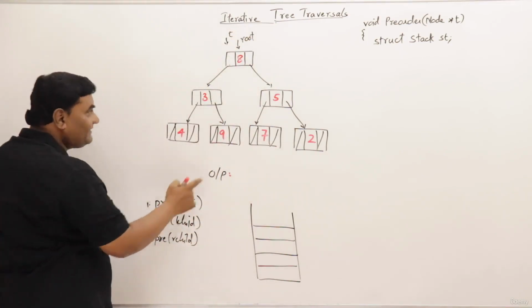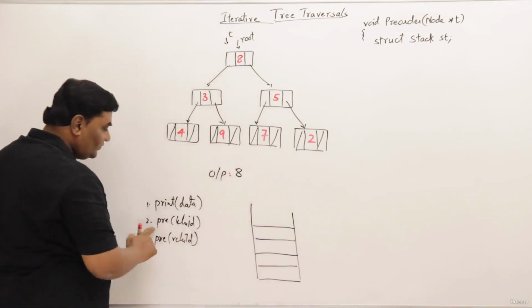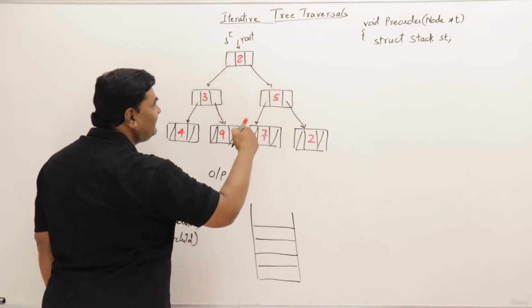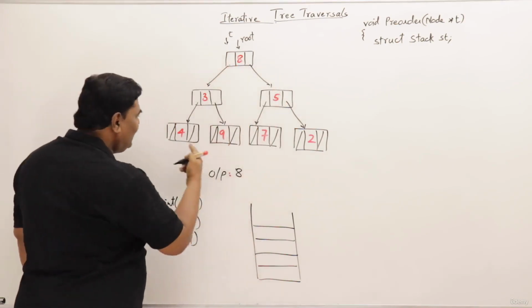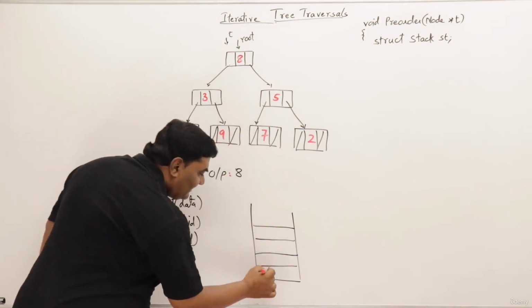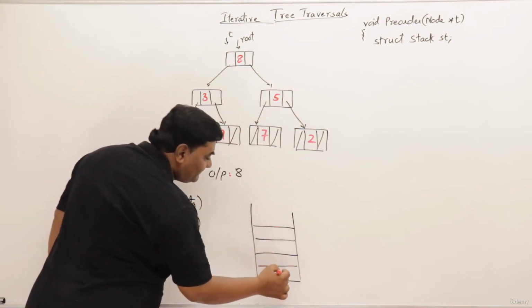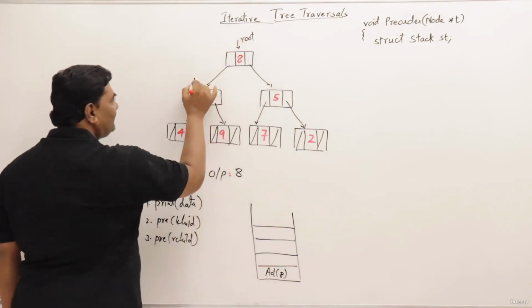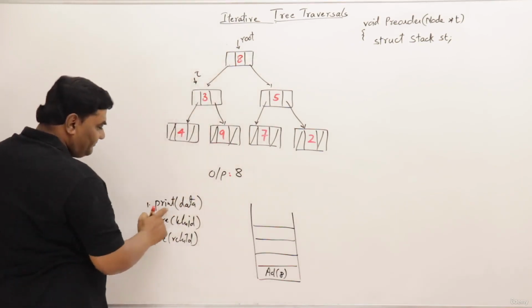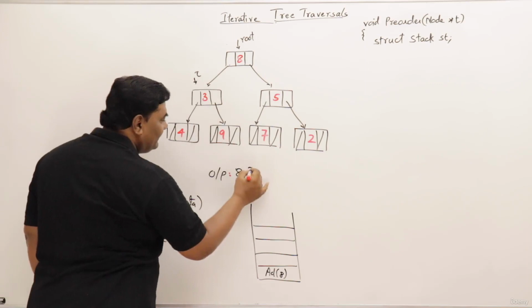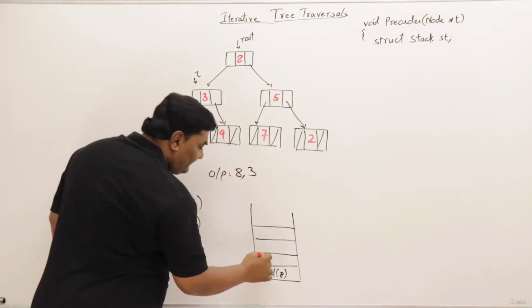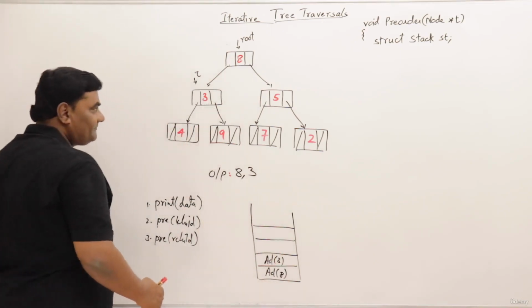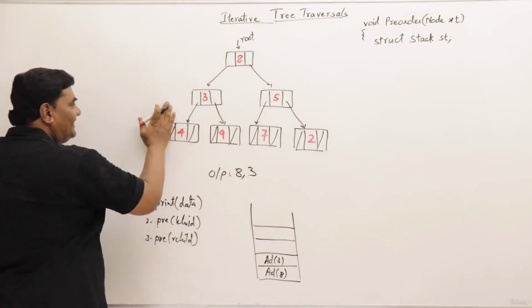T, first step, print data, print 8. Then what to do? Go on left. Going on left, but again I have to come back to this node so that I can go on right. So I need the address of this node. I have not written addresses here, so I will write down the address of that node 8, whatever the address may be. Then go to left child. Now move T here. Now what to do with this node? Print data 3. Then you have to go on left. But before going on left, push the address of that node containing data 3 into the stack. That's perfect. Then go to left child.